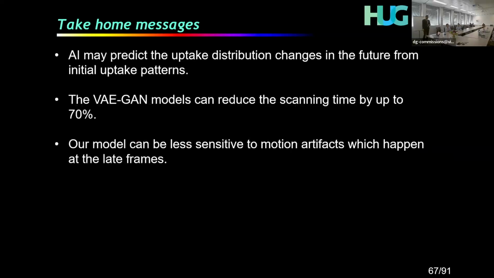So based on this study, we noticed the AI may predict the uptake distribution changes in the future from the initial uptake pattern, of course, for this specific radiotracer we used and in this group of patients. The VAE GAN model can reduce the scanning time by up to 70%. And our model can be less sensitive to motion artifacts, which happen at the late frames when the patient gets tired.